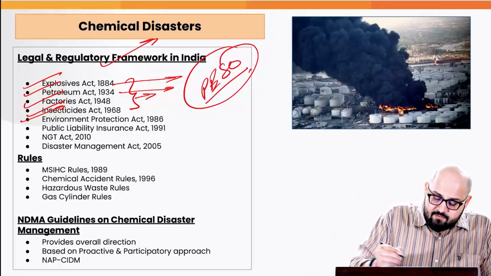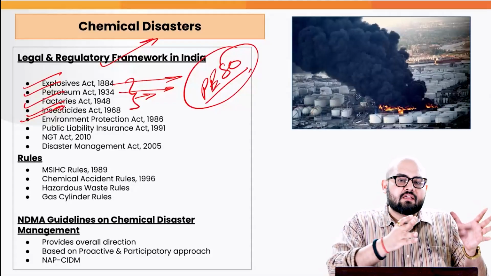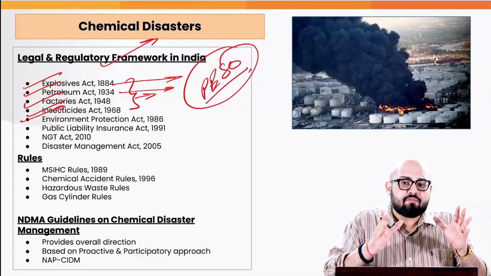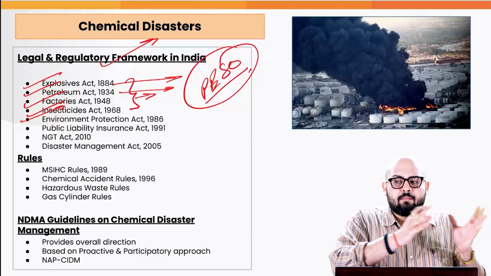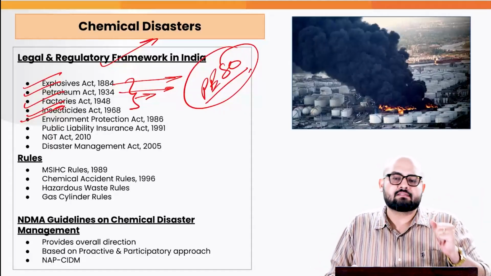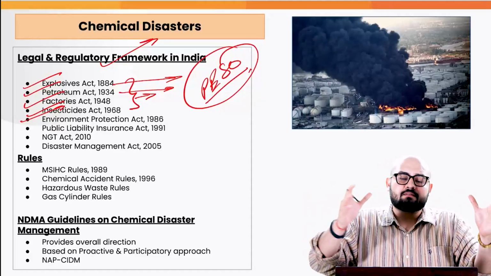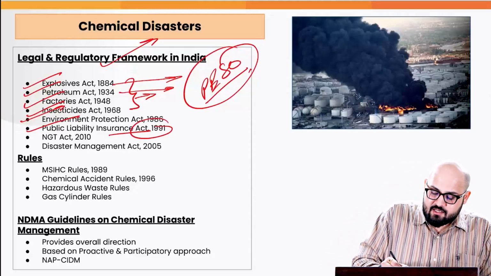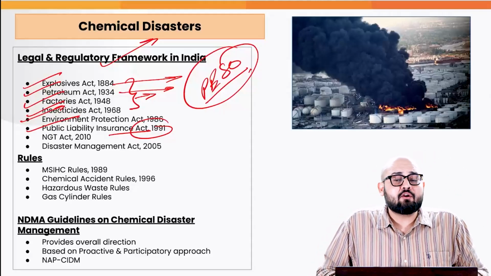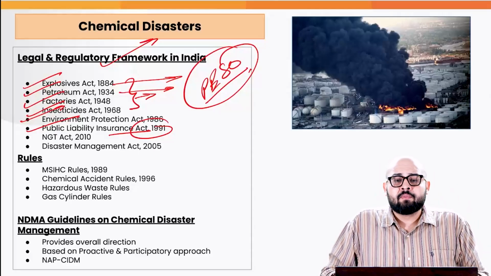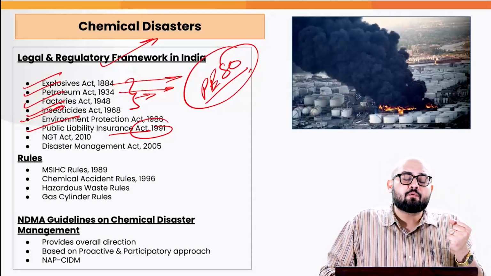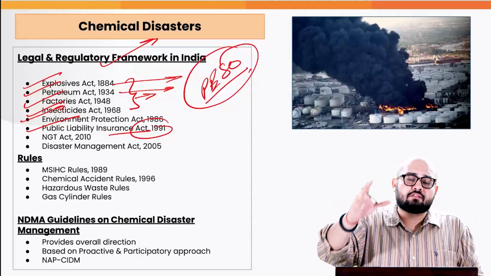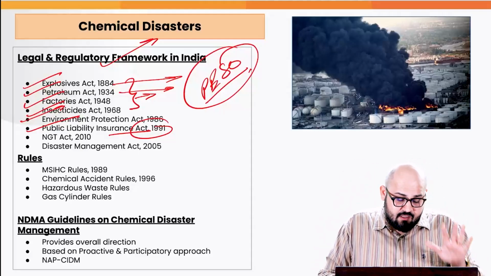Now, then we have the Environment Protection Act of 1986. What this particular act does is, it gives the authority to the government, to the union government or the state government, to come up with guidelines so that different industrial units abide by those guidelines. Next, we have Public Liability Insurance Act of 1991. What we are trying to do through this particular law is that we are providing a cushion, a social security cover to the victims and sufferers of particular accidents, right? So this is very important.